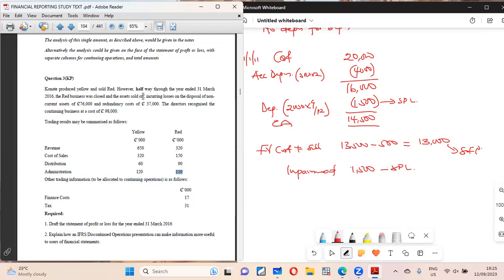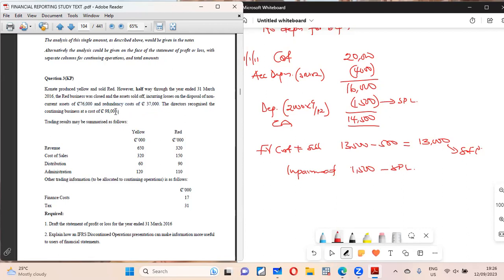They said that the red was closed and sold off, you see. So you will do this thing. I think somebody can just punch and give me the figure. And they said it was sold. You realize that the non-current asset for the company was 76,000. They also incurred redundancy cost of 37,000. So it is just trying to tell you that those parts that were continuing are supposed to be discontinued operation. When you sell it, this is your asset and you are incurring this cost when you dispose of it, a redundancy. So it's another cost. Then this is what you get.